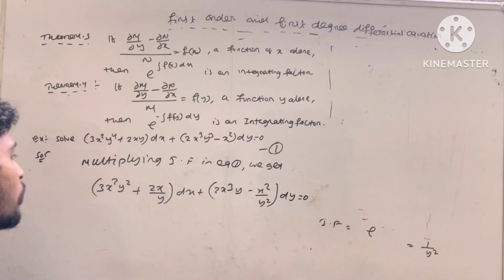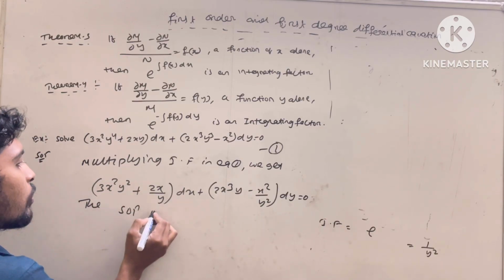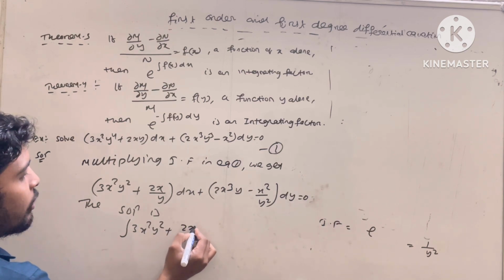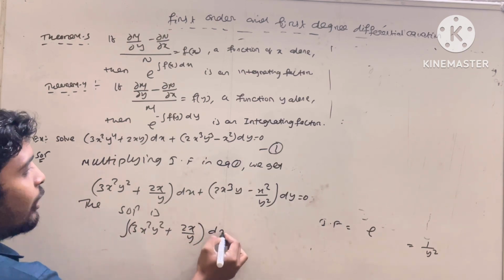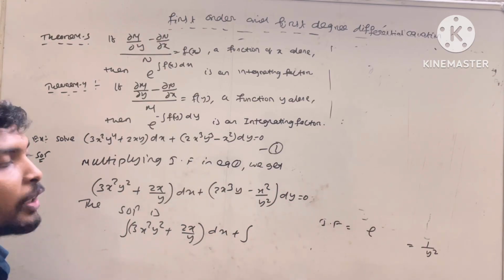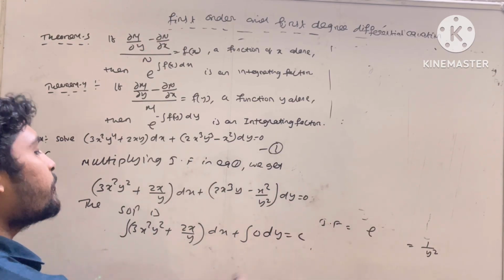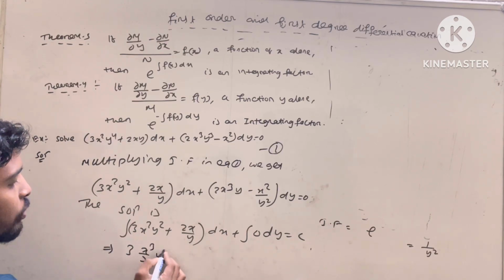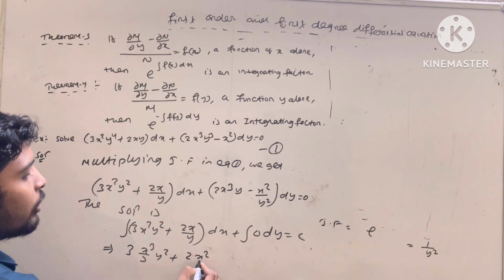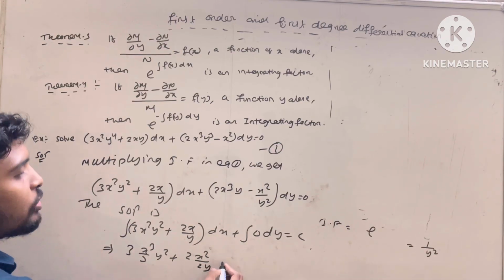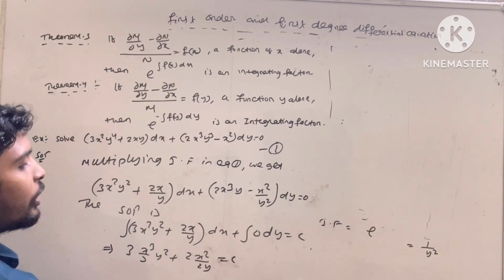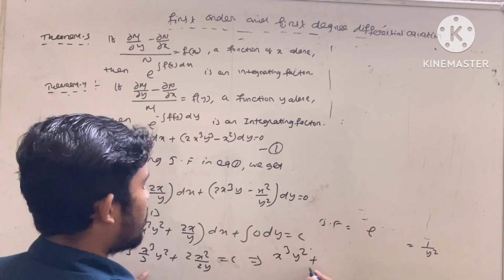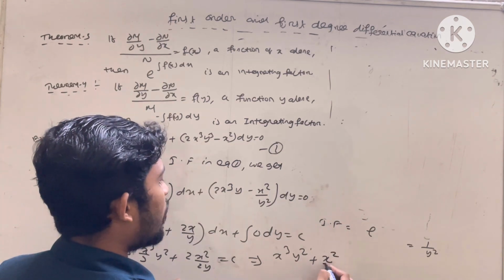equal to 0, right? The solution is the integral of 3x square y square plus 2x by y dx, where y is constant, plus the integral of those terms independent of x. There are no terms independent of x, so we take 0 dy, equal to c. So you get 3x cube by 3 y square plus 2x square by 2y plus 0 equal to c. So 3 cancels out, and we get x cube y square plus x square by y is equal to c.